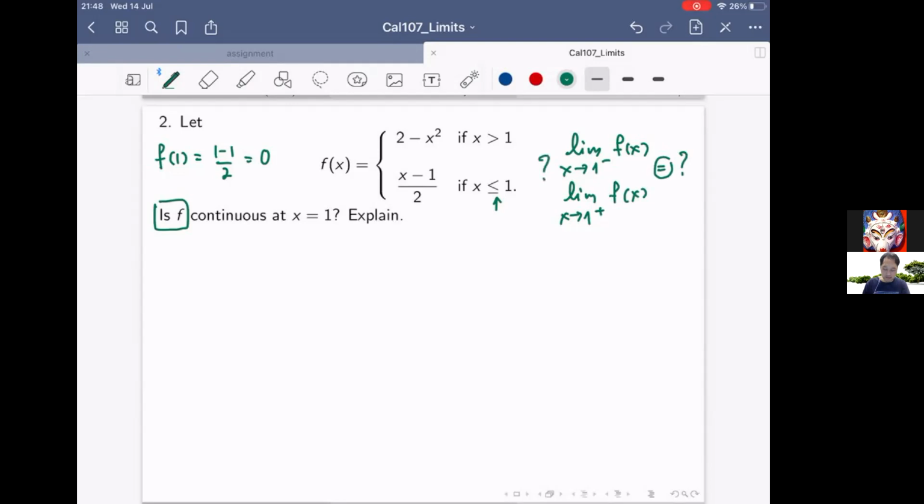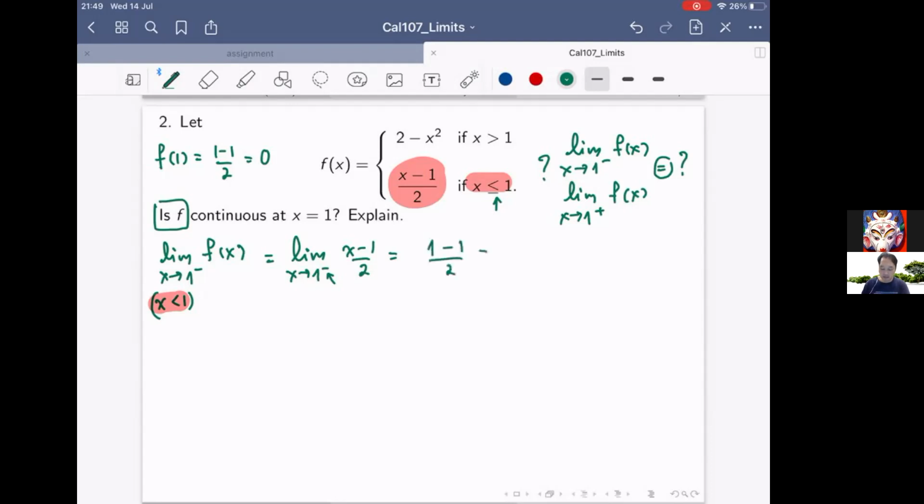So if you want to find x goes to 1 from the left, it means that your x is less than 1. So again, your x less than 1 corresponds to this formula, right? We're using this one. So it is the limit of x minus 1 over 2. So you just plug in again. Don't forget that this superscript is just saying which direction we are considering, so it has nothing to do with the calculation. So you still plug in 1, and you got 0.